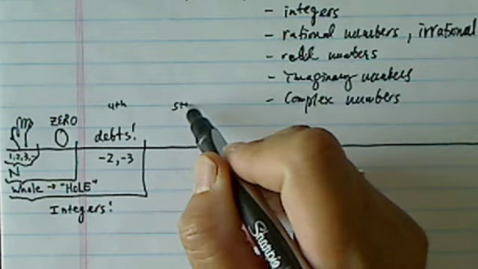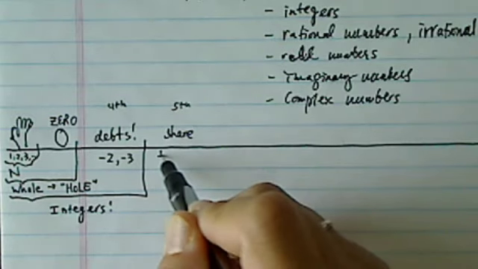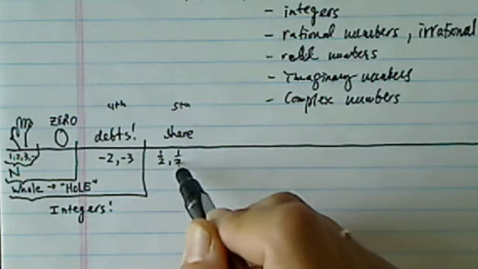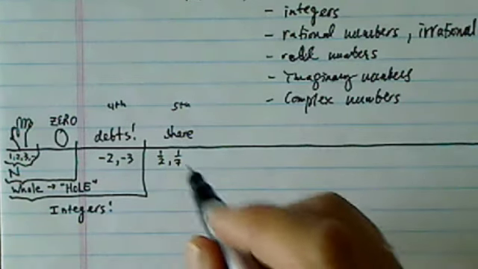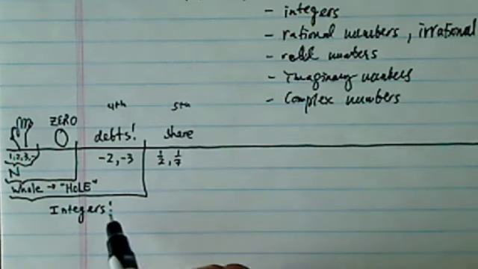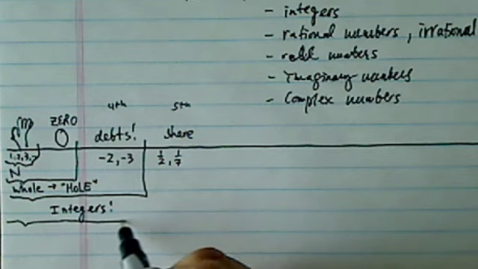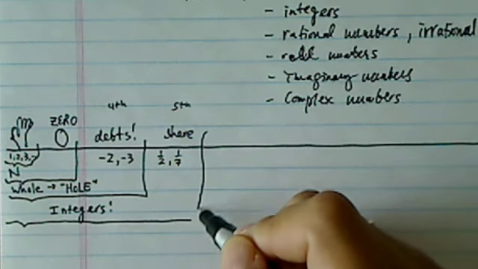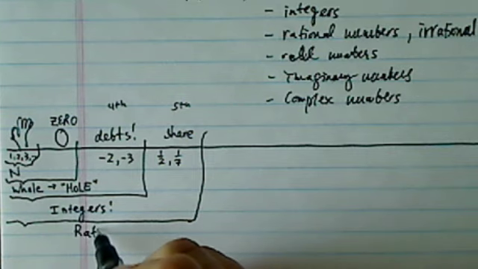About 5th grade or so, you were introduced to this concept of sharing. Remember that? A half, a 1/7, and you try to convert it into decimals and so on and so forth. Those are fractions. Integers plus the fractions give us this new thing we call rational numbers.